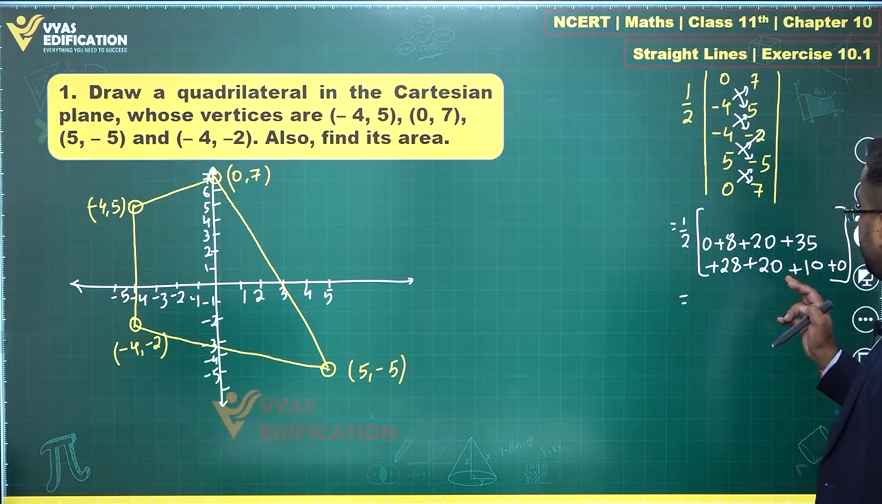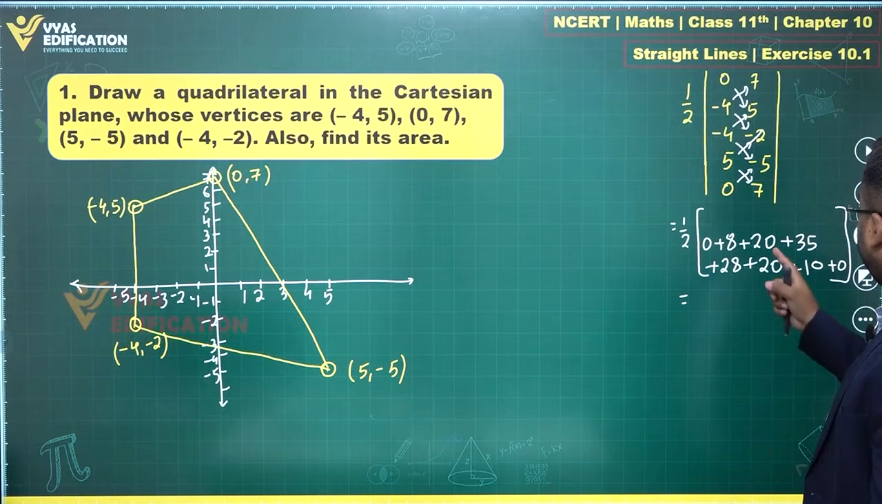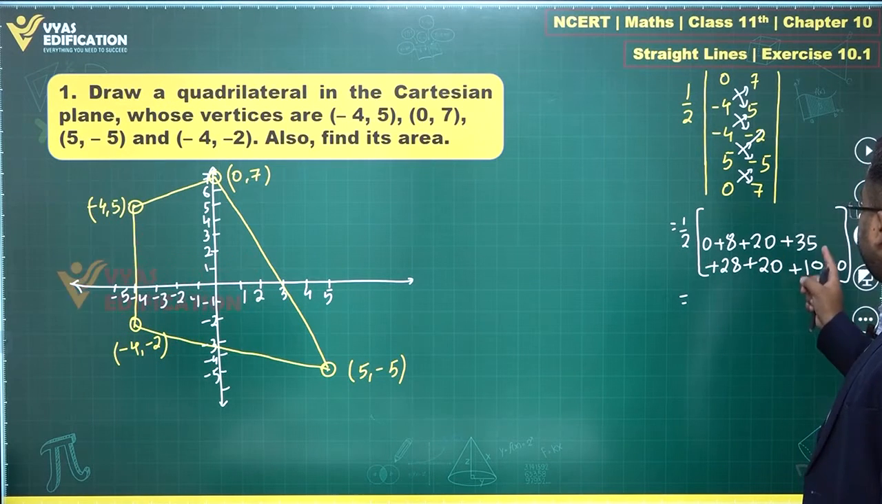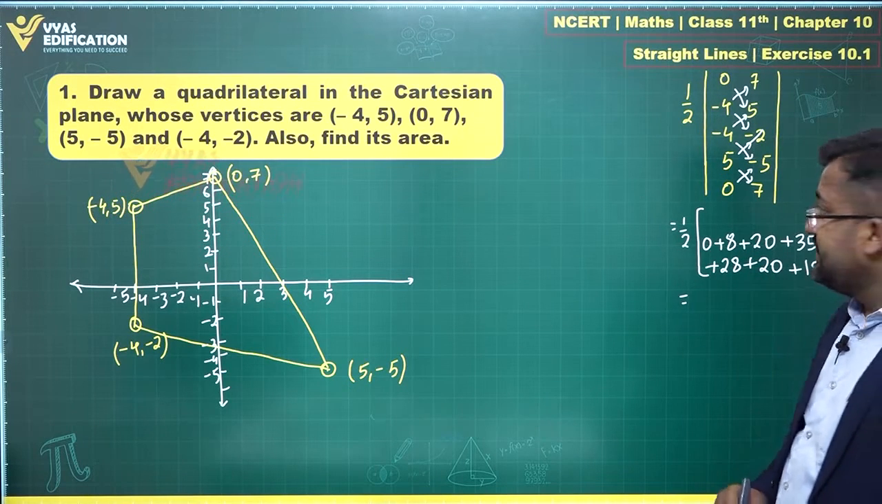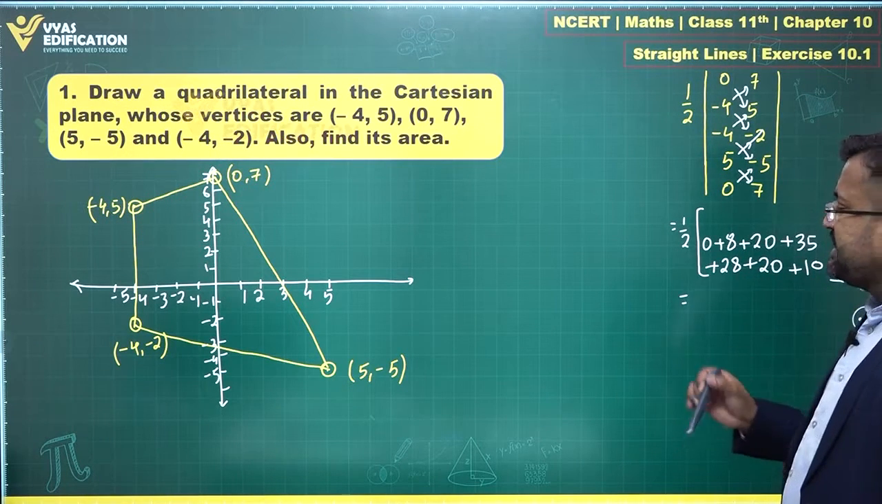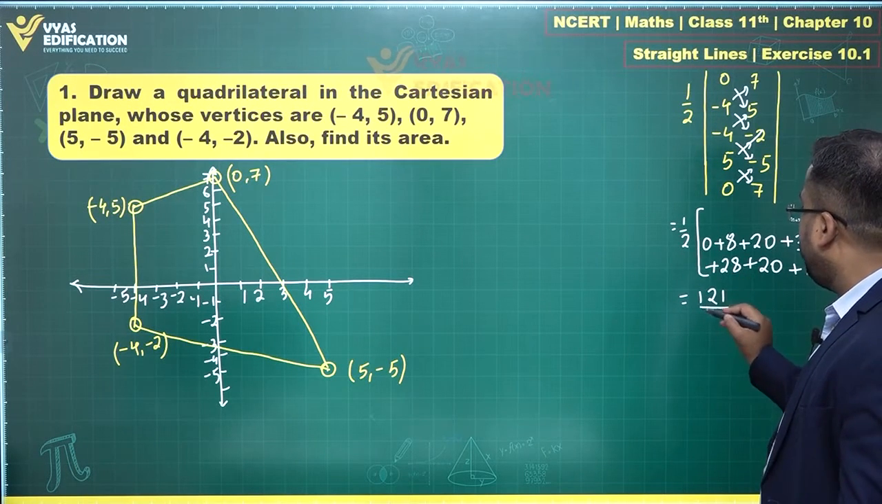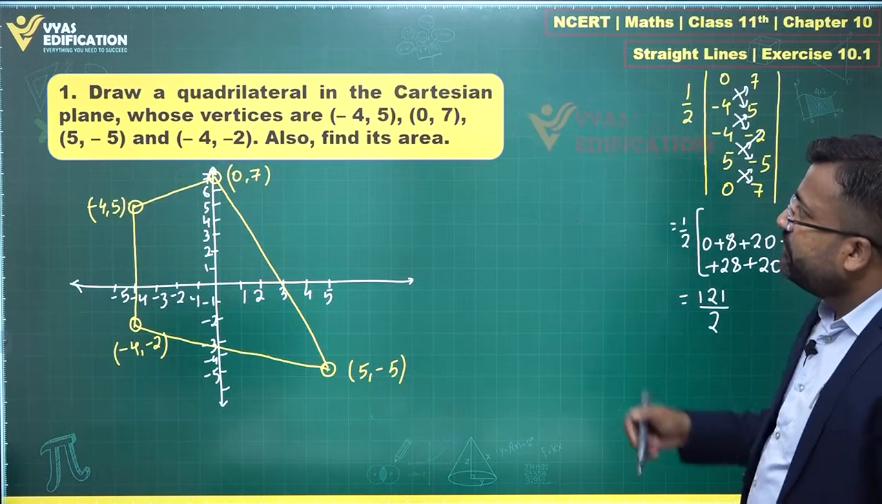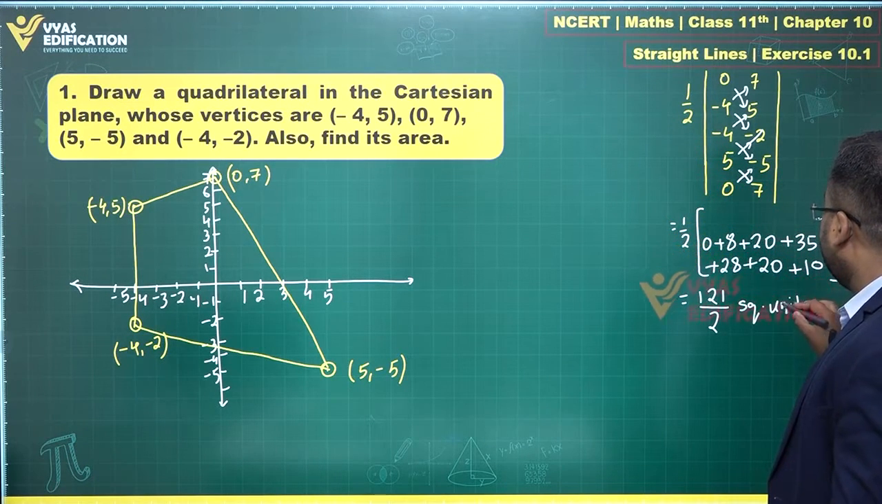What is that? This is 35 and 28 and 20, 20, 10. This is 50. This is 28 and 8 will be 36. 36 and 35 will be 71. 71 and 50 is 121. So this is actually 121 upon 2, and the area will be in square units. This is what you'll have, right?